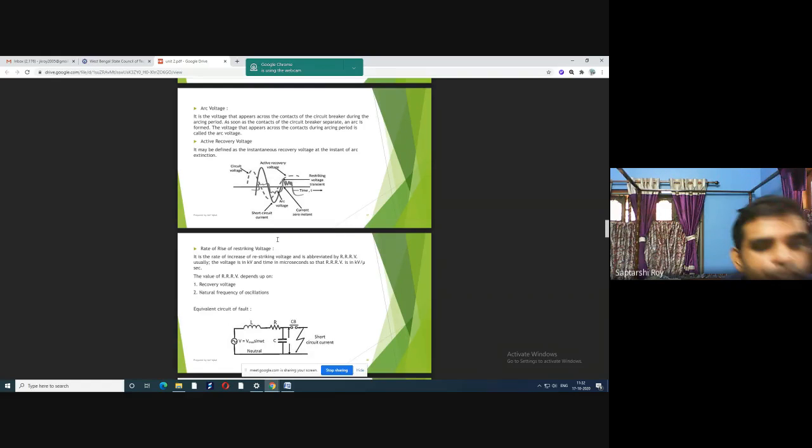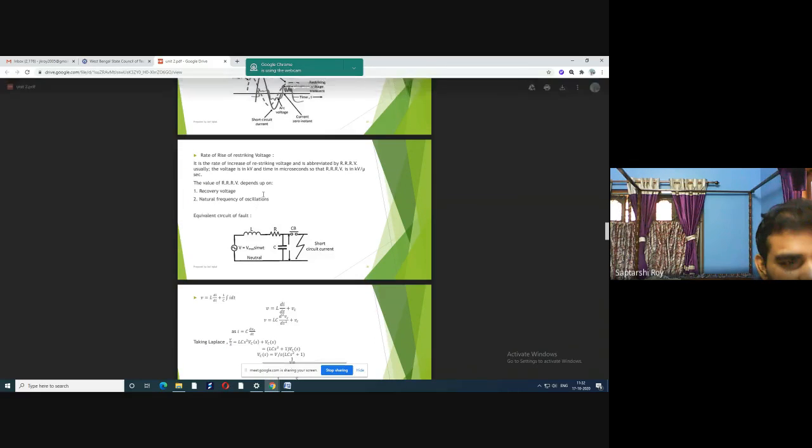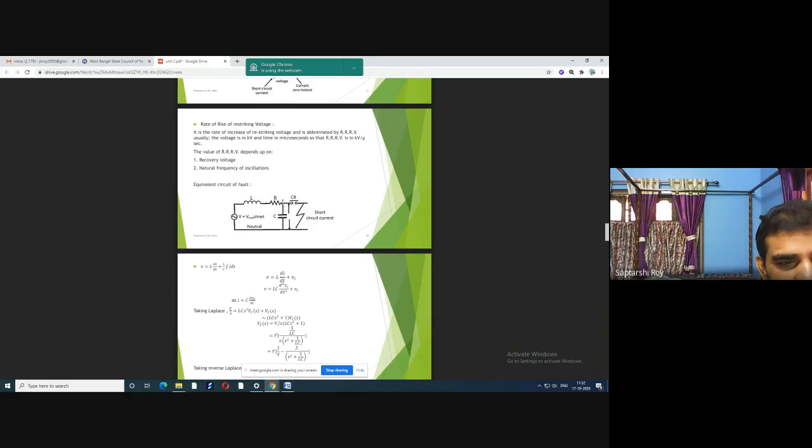So rate of rise of restriking voltage, it is a rate of increase of restriking voltage and is abbreviated by RRRV. Usually the voltage is in kilovolt and time in microsecond, kilovolt per microsecond. The value of RRRV depends on recovery voltage and natural frequency of oscillation.